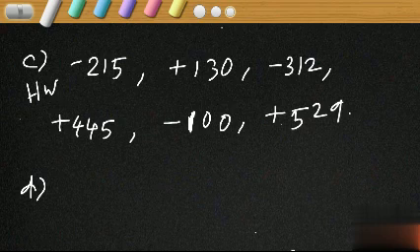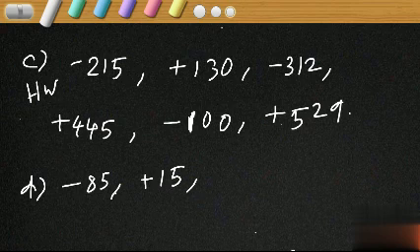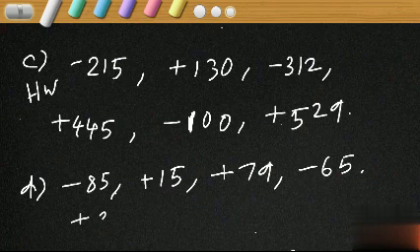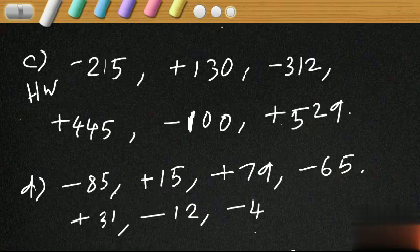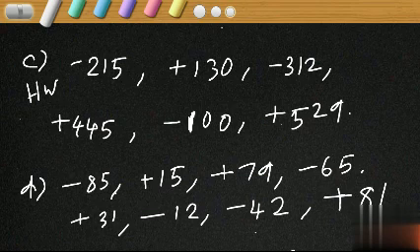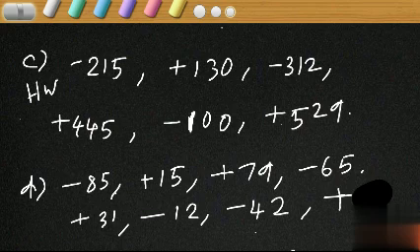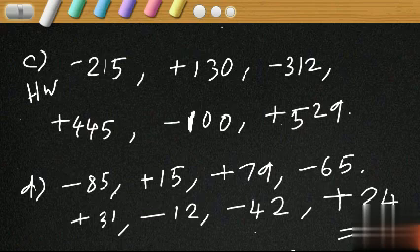And D, write down: minus 85, plus 15, plus 79, minus 65, plus 31, minus 12, minus 42, and finally we have plus 24. Try to do the homework today itself.